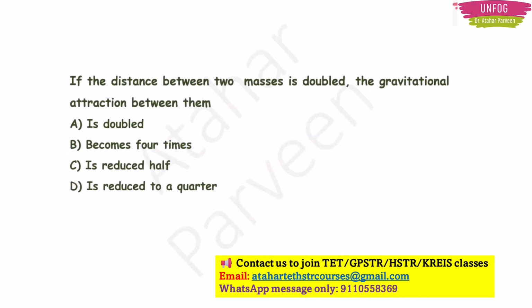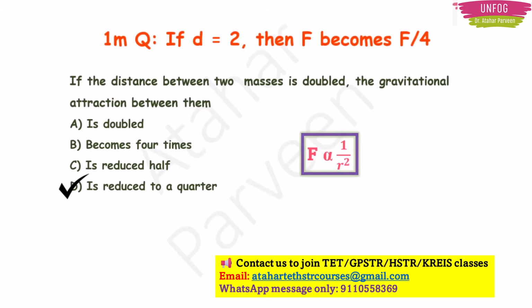Or they can also ask a question like this. If the distance between two masses is doubled, what will happen? If the r, the denominator r, is doubled, then what will happen? The gravitational force or the gravitational attraction between them will be reduced to 2/4, or it becomes 1/4.